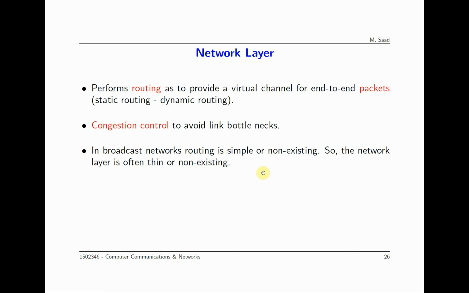So in general, we can say that in broadcast networks, the network layer is often thin or non-existing. It's really simple or non-existing because the main task, routing, is not really a big issue in broadcast networks.